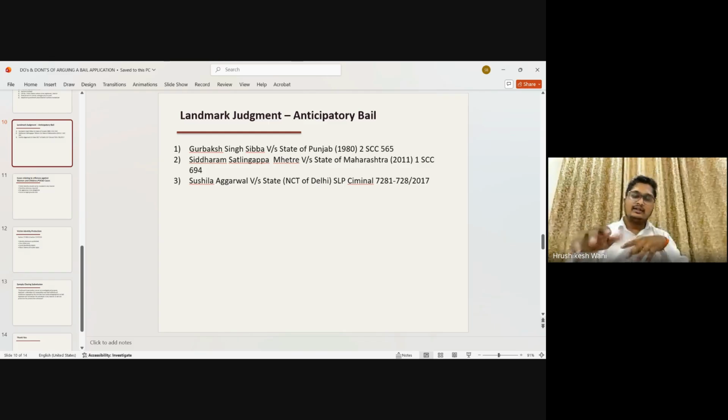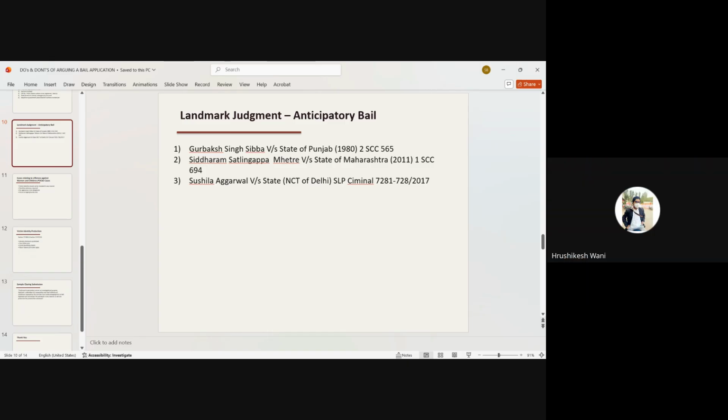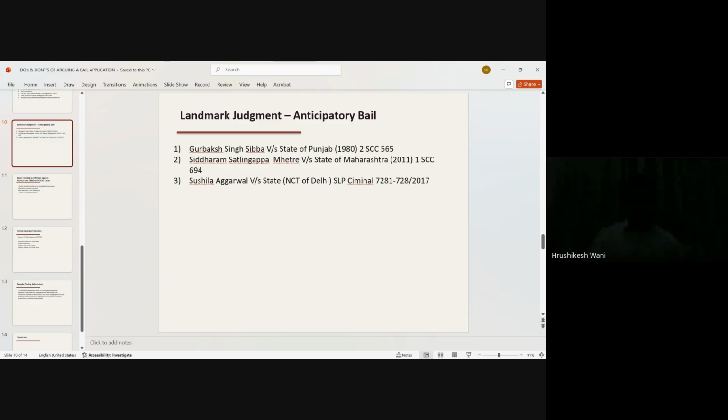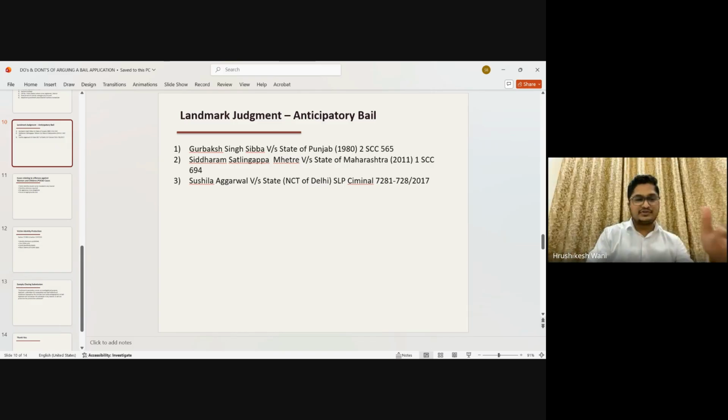And in the cases of Siddharam Mhetre and Sushila Aggarwal, the Honorable Supreme Court has held that the application of anticipatory bail is wide, and it is applicable even to heinous or grave offenses also. Now, this provision of the Bharatiya Nagarik Suraksha Sanhita is directly in contradiction with the judgment of Sushila Aggarwal. And so I'd like you guys to go through the judgment of Sushila Aggarwal, then the judgment of Siddharam Mhetre.